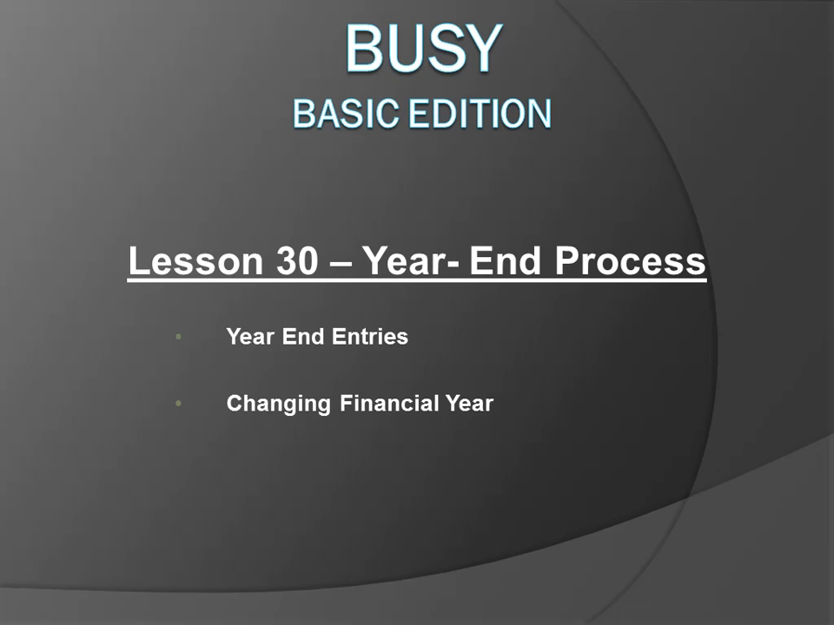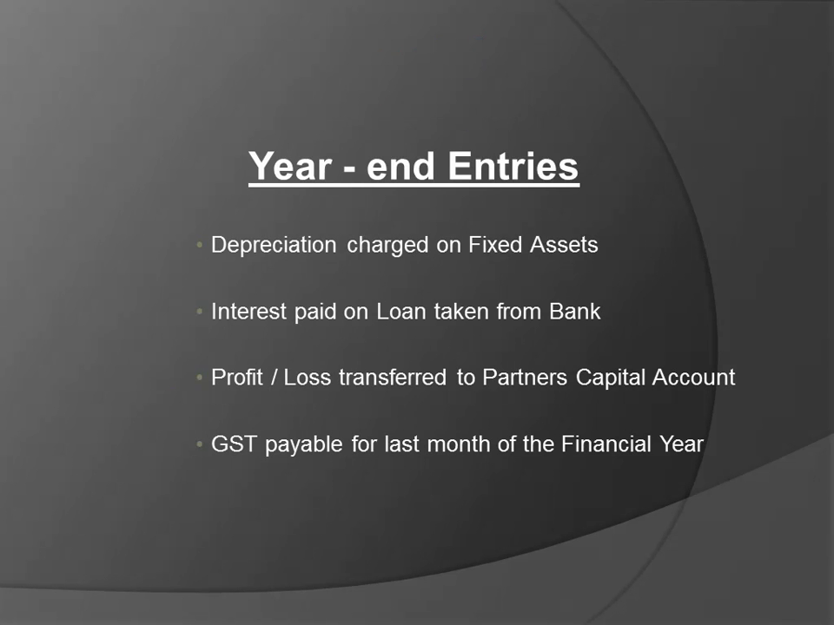In this chapter, we'll discuss how we can change the financial year and how we can enter the year-end entries. Year-end entries will include depreciation charge on fixed asset, interest paid on loan taken from bank, profit loss transfer to partner's capital account, and GST payable for the last month of the year. Basically, GST of the last month, that is March, is generally paid in the month of April. So how this entry can be reflected in Busy.